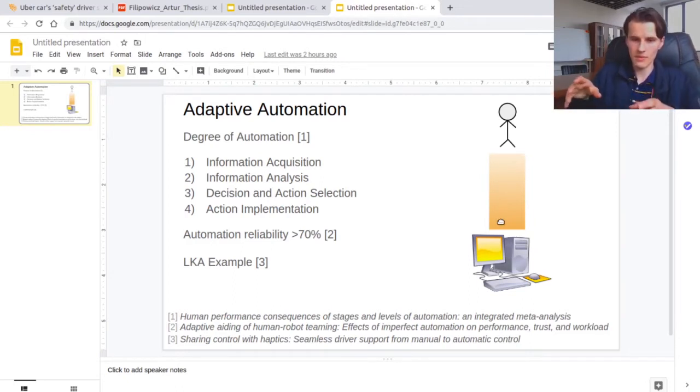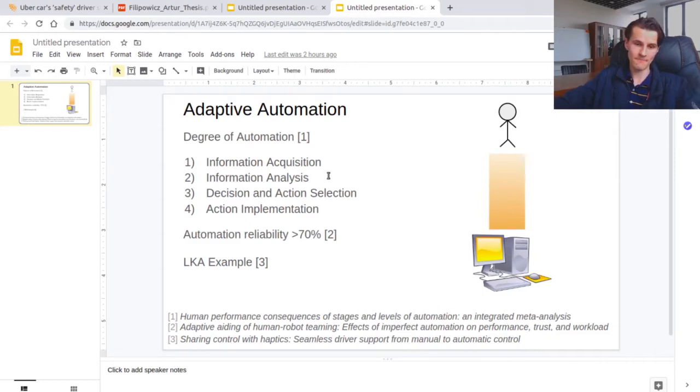Now, what do we mean by sharing the control or sharing the automation? Well, first we have to think about the degree of automation, which is usually broken down into 4 stages. So there is information acquisition, information analysis, decision and action selection, and action implementation. So gathering information, analyzing it, deciding what to do, and then doing it.